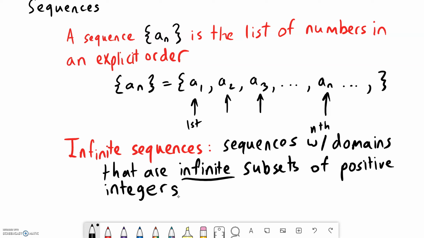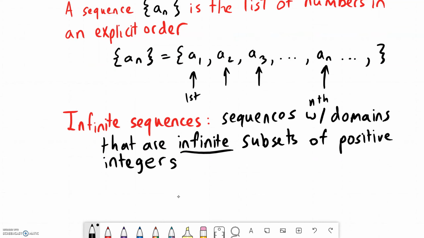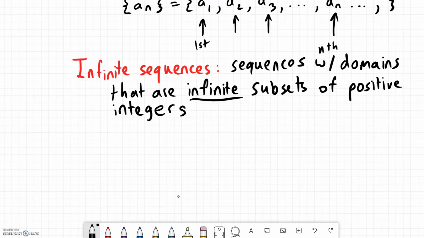So that's what I mean by subsets of positive integers, right? And we keep this going, so we go out to the thousands, we can go to the millions, the billions, the trillions, and so on, right? So that's the idea of an infinite sequence. But we're going to be looking at some finite sequences first.